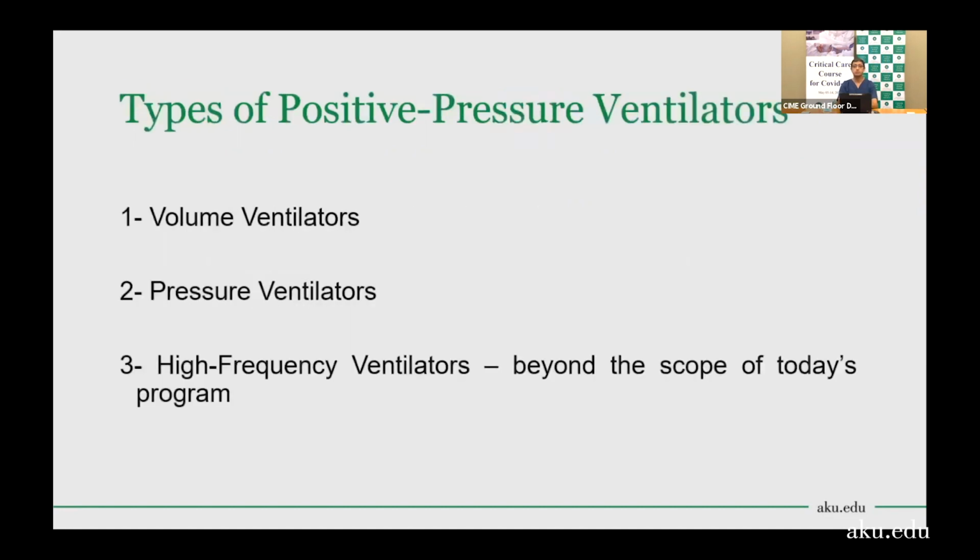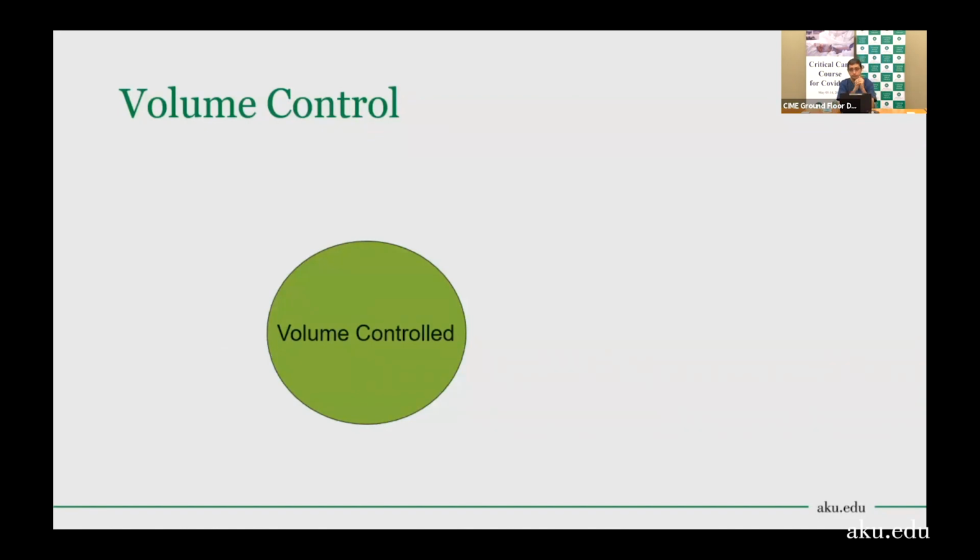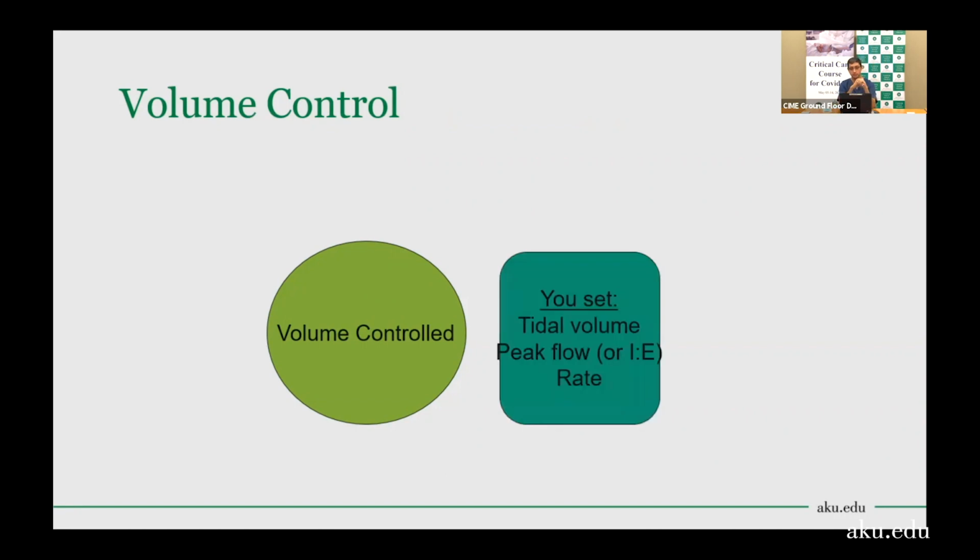The types of ventilators that we use for positive pressure are volume control and pressure ventilators. There's a third kind, which is high frequency ventilators, but these are beyond the scope of today's talk and this program, and belong in a higher course for ventilators. So in inspiration, there is volume and pressure. There is no third thing. So what does volume do? As the name says, volume is controlled. So we set the tidal volume, we set the peak flow or the I:E ratio, and the respiratory rate. That's as simple as it gets.